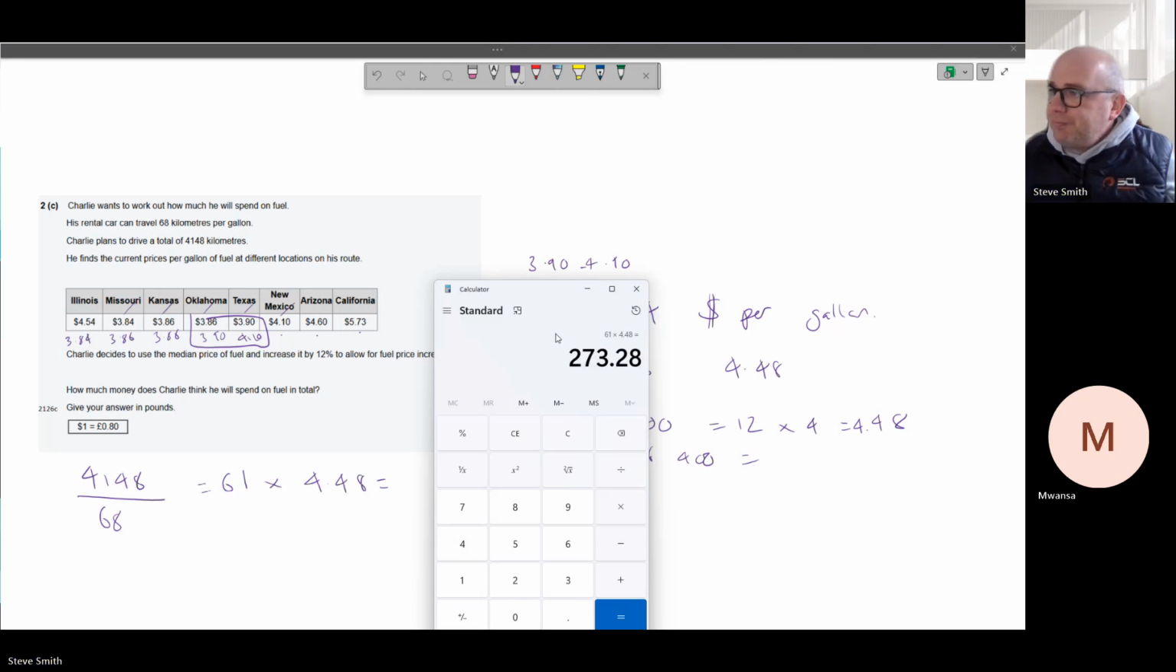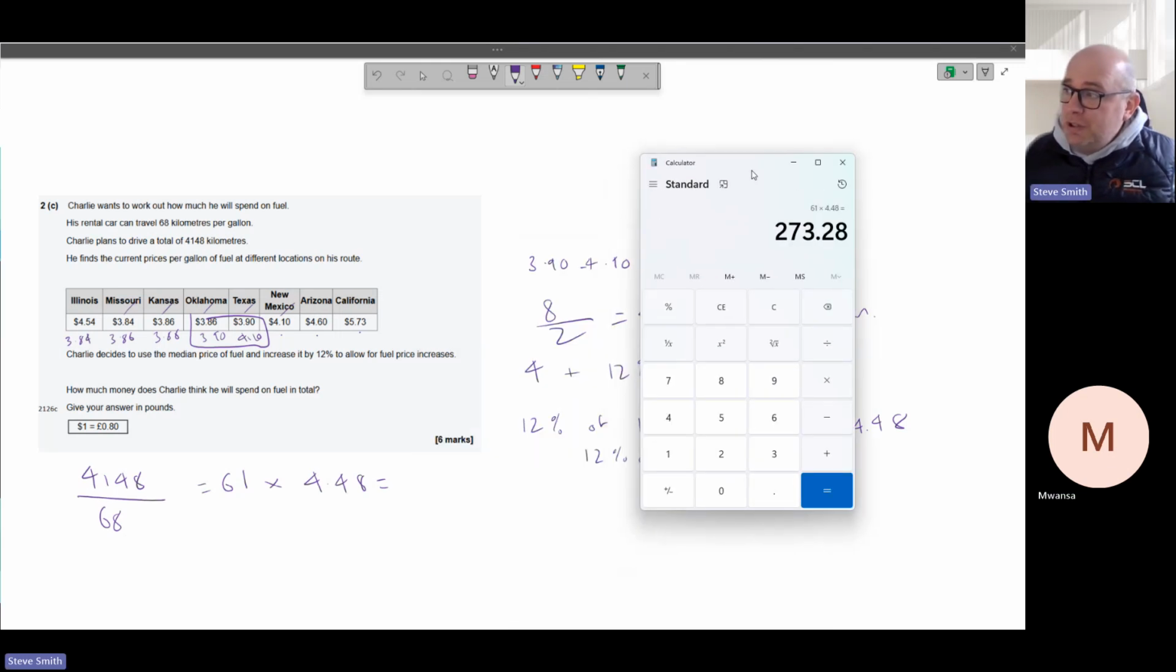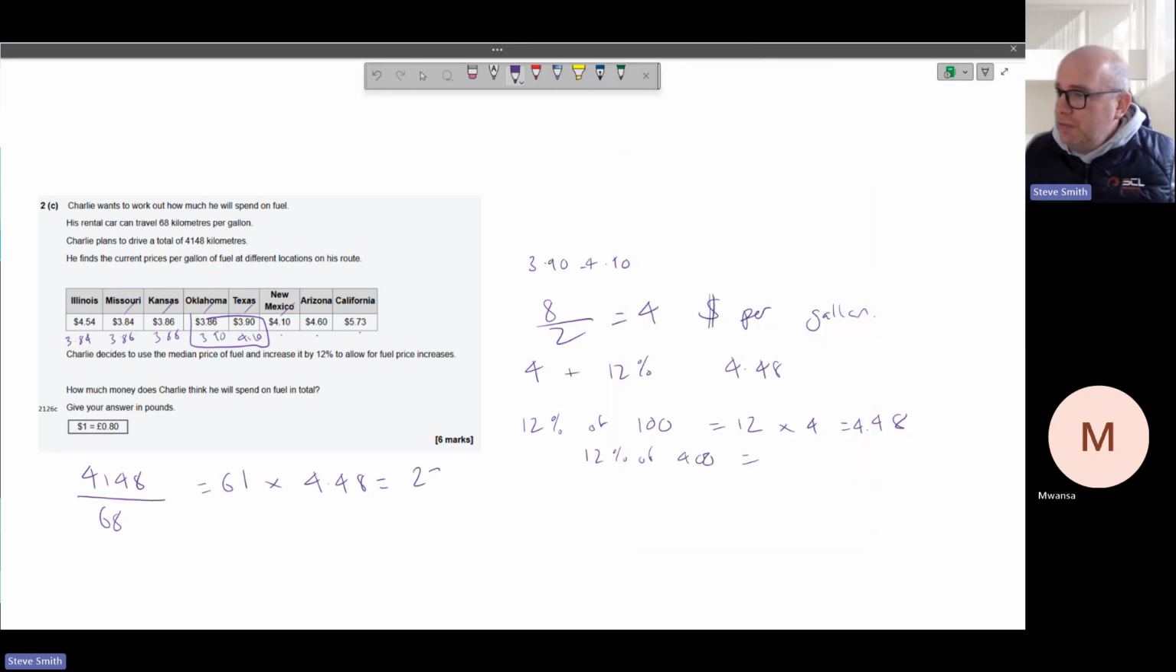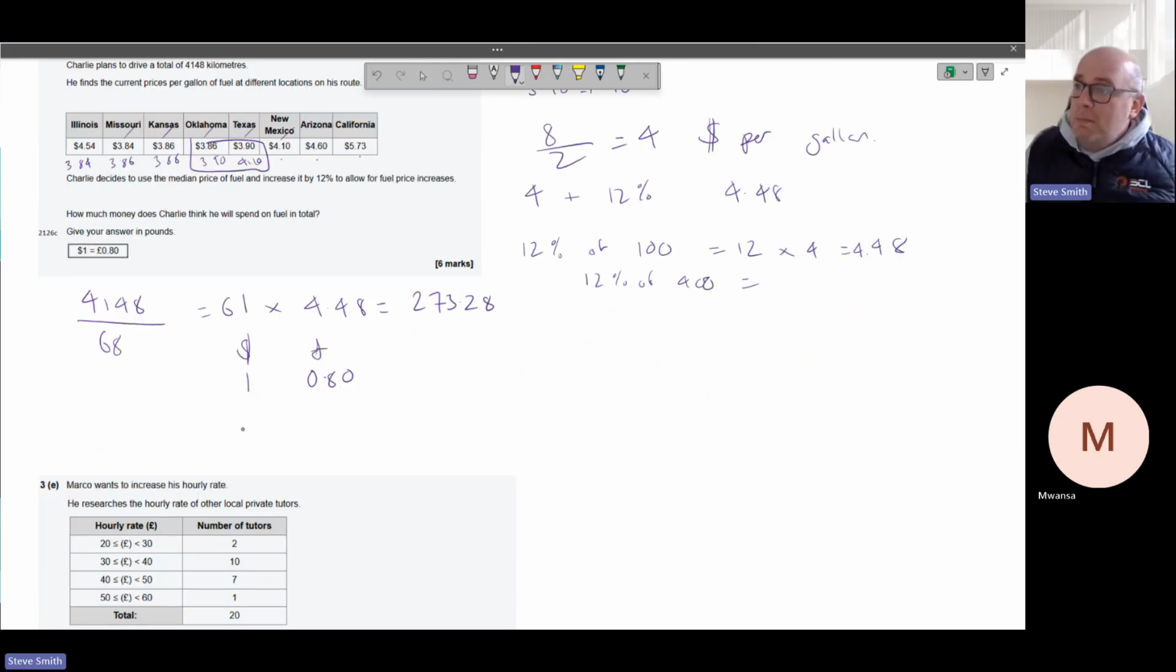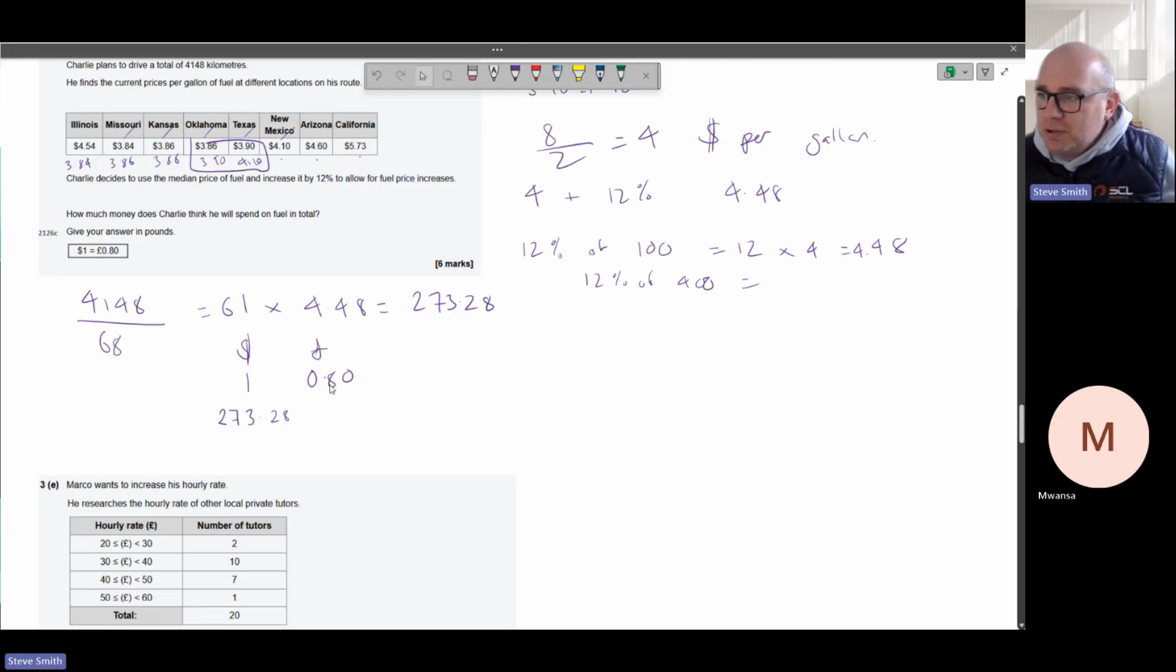So it's going to cost us, still in dollars, $273.28. If we go here and say, right, $1, and that one's pounds, we can clearly see that our dollars is going to be more than what the price in pounds is going to be. So that should tell us what we've got to do here. If you did it the wrong way around, you're going to get a number that's bigger. So we need a number that's going to be smaller than that.